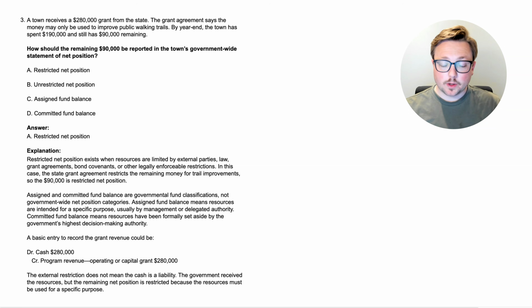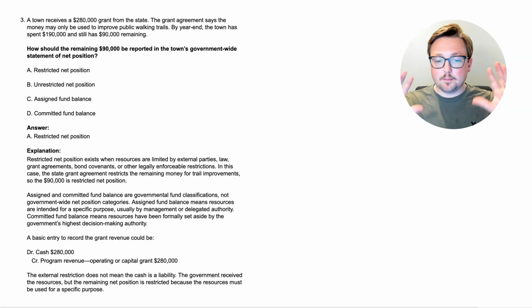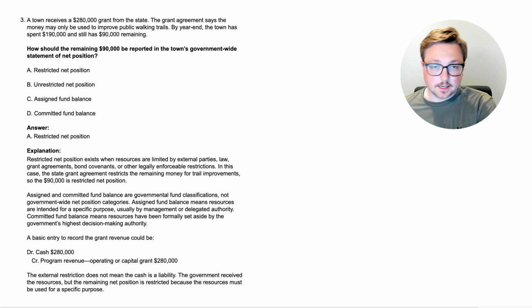Now, to keep going a little bit, a basic entry to record the grant revenue could be something like you would debit cash for the $280,000, and you'd credit program revenue, operating or capital grant for $280,000. But again, the main thing that we want to understand here is the difference between restricted and assigned and committed, and the difference between restricted and net investment in capital assets.